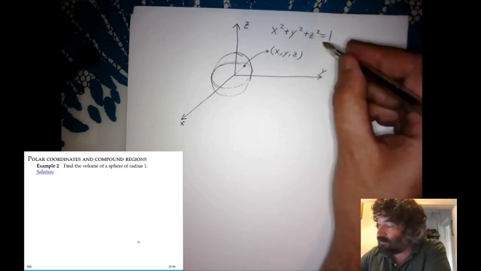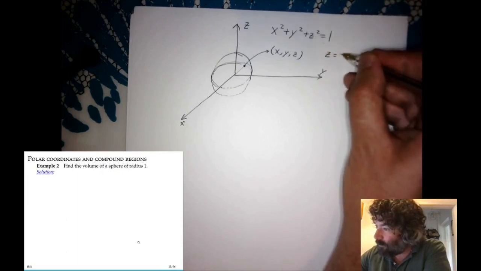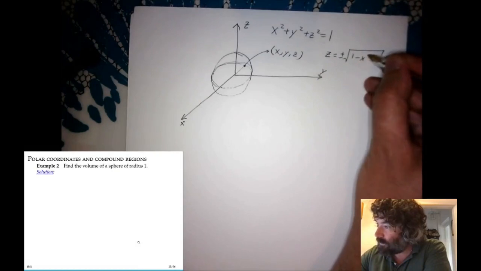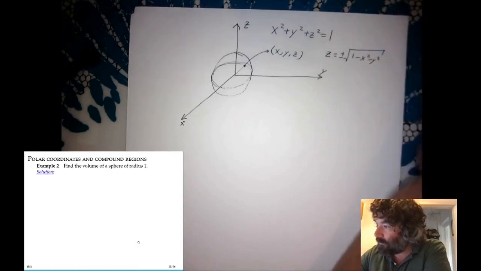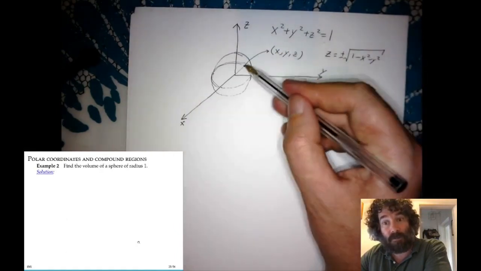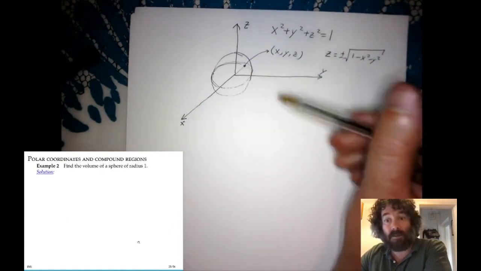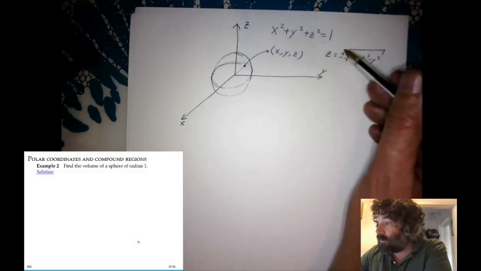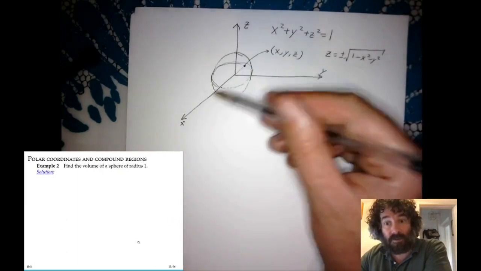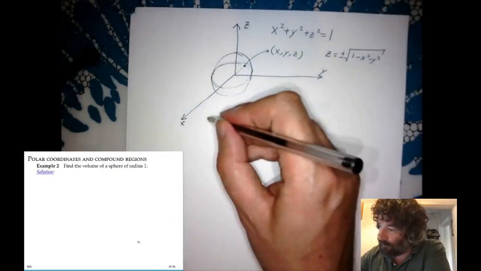So if we solve this equation for z in terms of x and y, we get z equals plus or minus square root of 1 minus x squared minus y squared. And so when we use a plus, we get the top half of the unit sphere. When we use minus, we get the bottom half. And if we integrate this formula when we use the plus sign over the unit disk, then we're going to get the volume of the top half of the unit sphere.